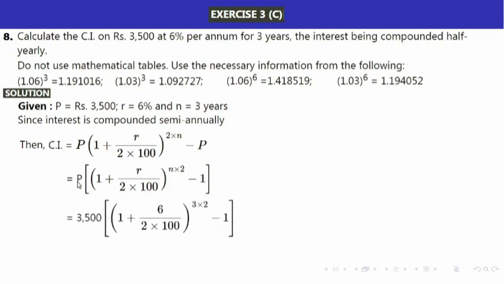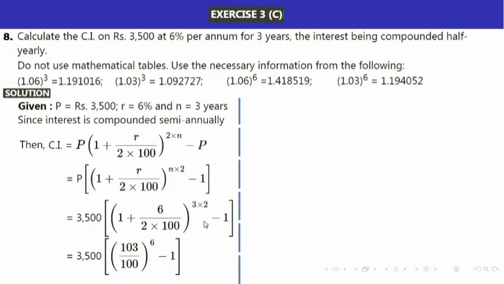We have P as 3,500, R is 6, and n is 3, minus 1. Let's simplify this quickly. This becomes 103 by 100, and 3 into 2 is 6, so the power is 6, minus 1. 103 divided by 100 is exactly 1.03. So this is 1.03 to the power 6, minus 1.